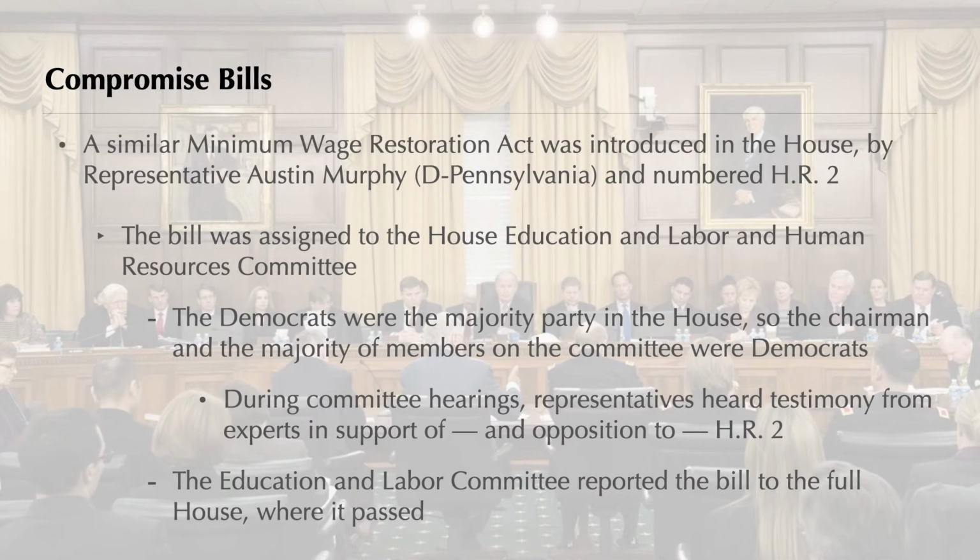Meanwhile, the House also passed a minimum wage bill numbered H.R. 2. The bill was assigned to the House Education and Labor and Human Resources Committee. Because the Democrats were the majority in the House, the chairman of that committee was also a Democrat. Just like in the Senate, representatives on this committee heard testimony from experts in support of and opposition to H.R. 2. The members of this committee reported the bill to the full House, where it passed.